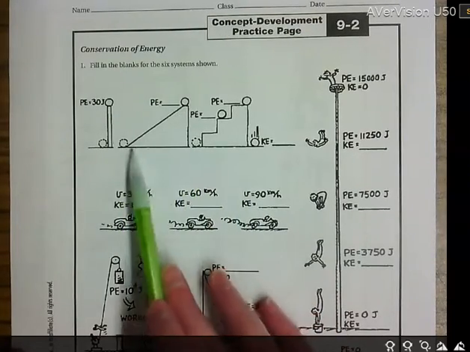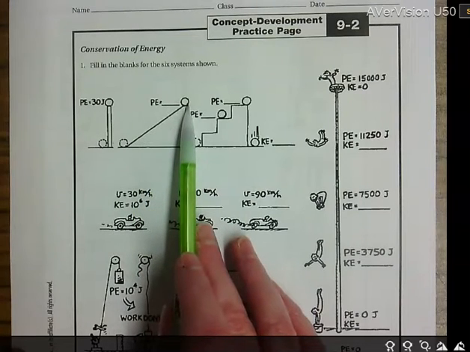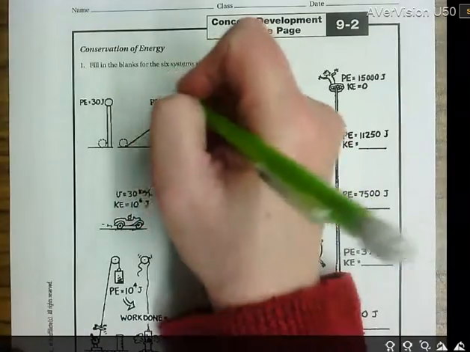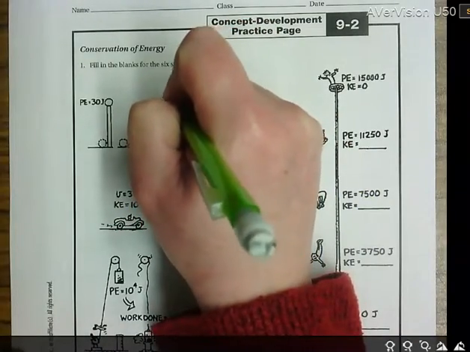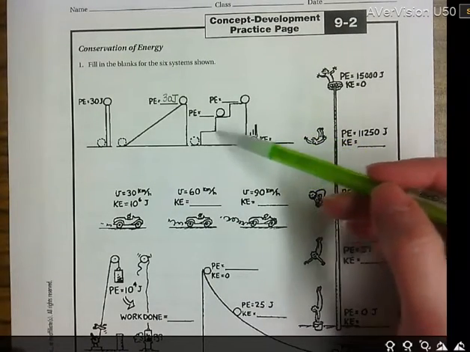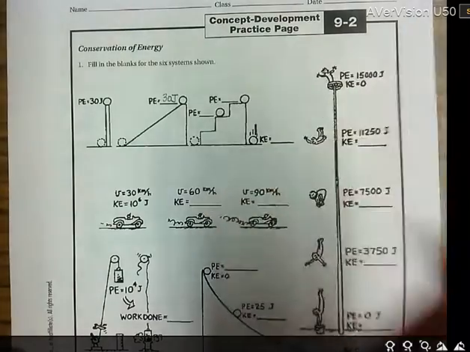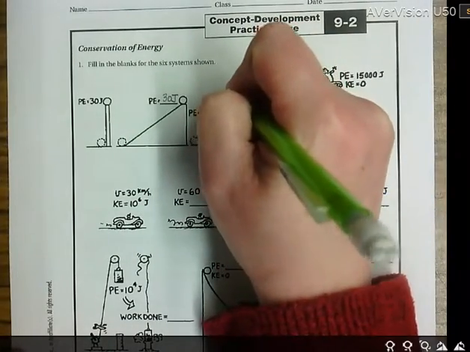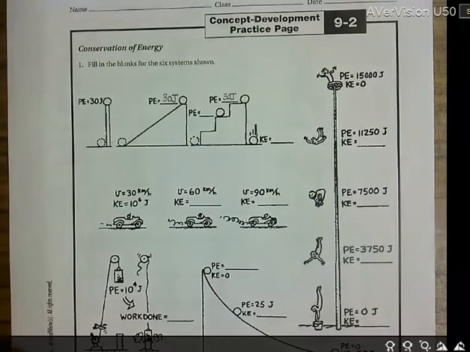So here we have the same ball raised to the same height. So it's going to have the same amount of potential energy, which is 30 joules. No math required to figure that out. Here, it's steps, but we're still at that same height, so this is still 30 joules of potential energy.